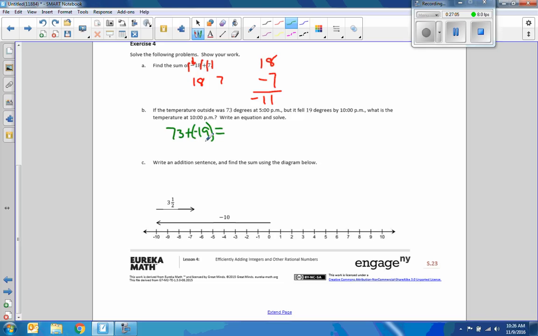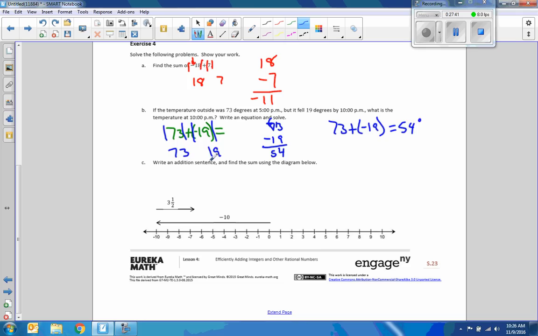Down 19 is negative. So we take the absolute value of 73. We take the absolute value of negative 19. That'd be 73 and 19. 73 minus 19 is 54. So now my equation is 73 plus negative 19 equals 54 degrees.